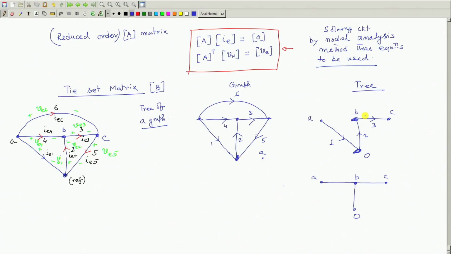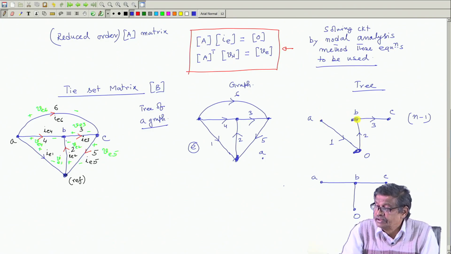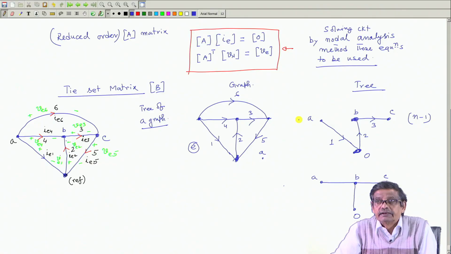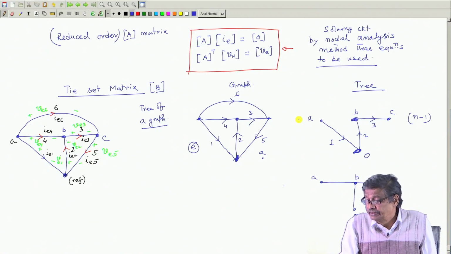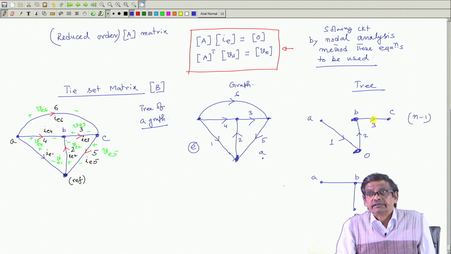Now, the question is how many elements will be present in a tree? If the total number of edges is E here, how many elements will be present in a tree? If the number of nodes is n, the number of elements present in a tree is n minus 1. You see there are 4 nodes, so 3 branches will be present.